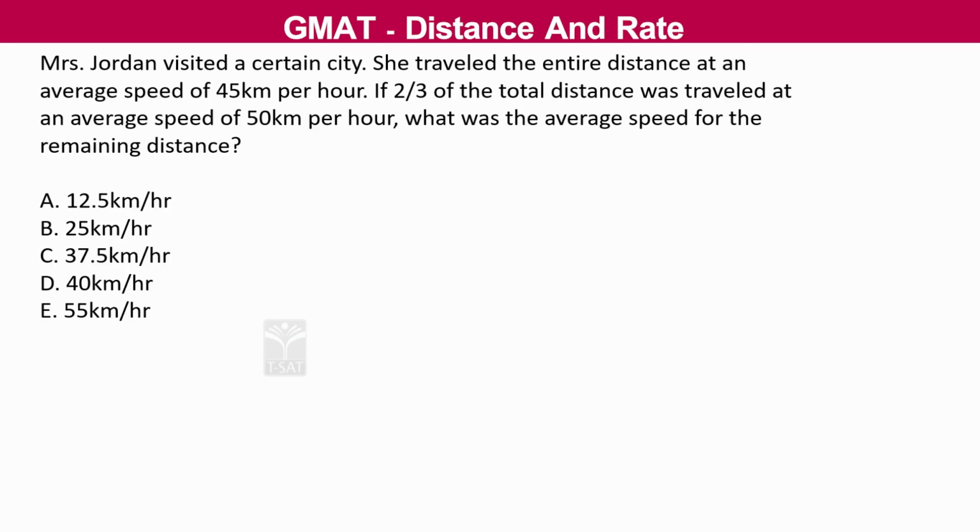Mrs. Jordan visited a certain city. She travelled the entire distance at an average speed of 45 kilometers per hour. If 2/3 of the total distance was travelled at an average speed of 50 kilometers per hour, what is the average speed for the remaining distance?